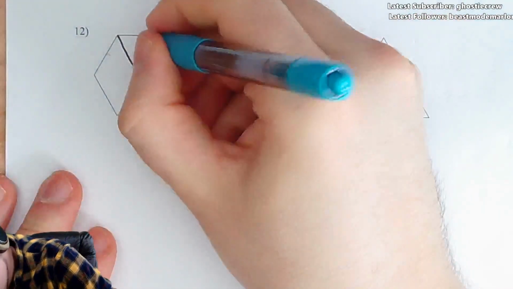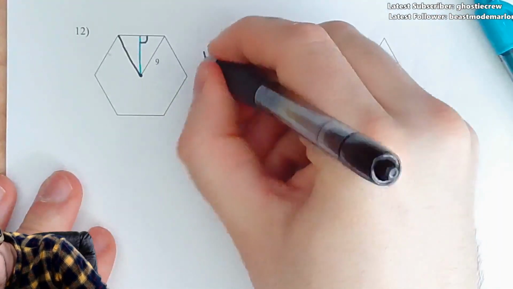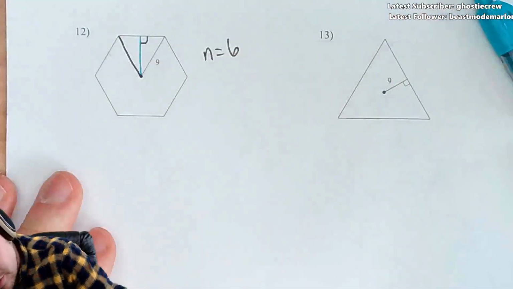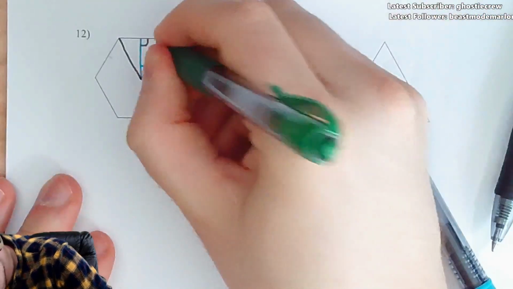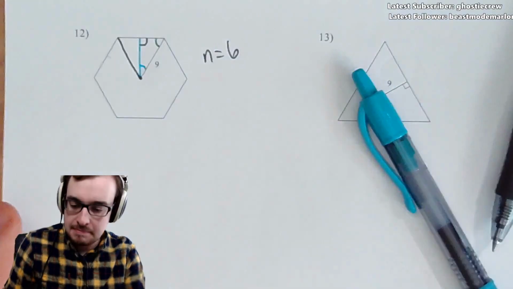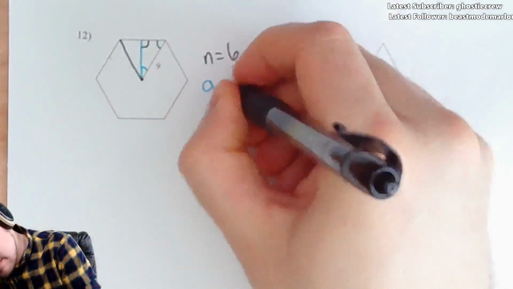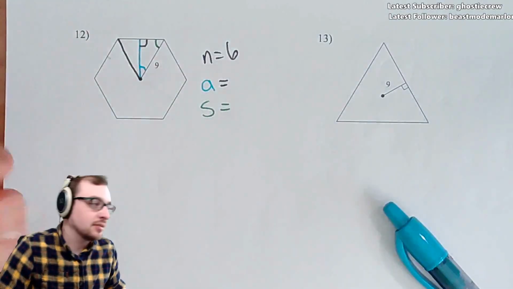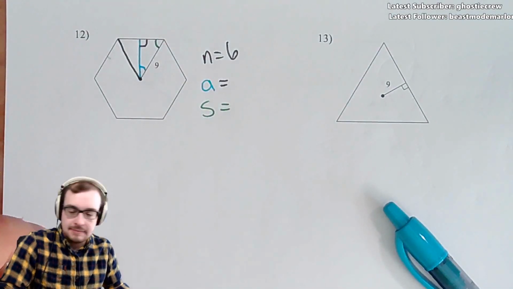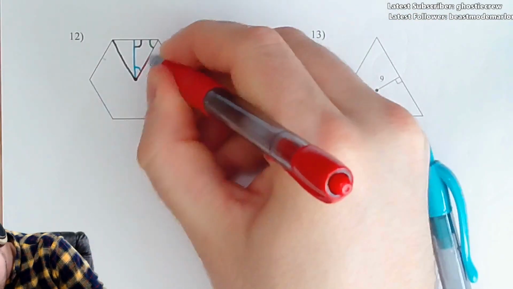Same thing here. N is 6 because we have 6 sides. This is a 30, 60, 90. We don't know either A or S. We do know that this is 9, the hypotenuse for this triangle.